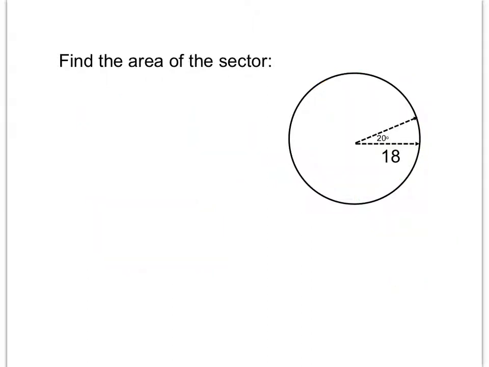Okay, you guys try this one right now. Find the area of that sector. You can do it in terms of pi, like I've been doing before. Go ahead and stop the tape and give it a go.